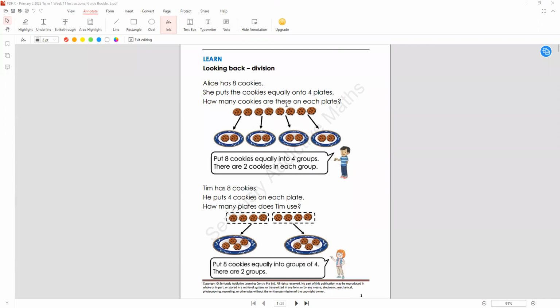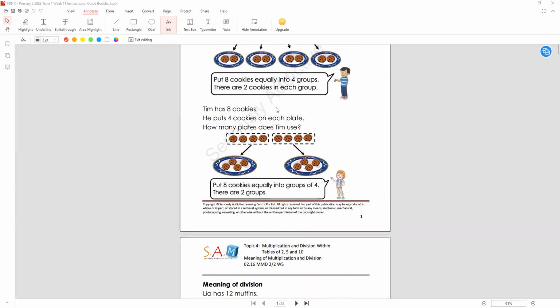How does it work? So 8 cookies, and you put cookies equally onto 4 plates. So that means that you need to put 1 cookie one by one until you fill up all the plates, and you find that you get 2 cookies per plate, right? So what about if he puts 4 cookies on each plate? How many plates are there? Right, there are 2 plates.